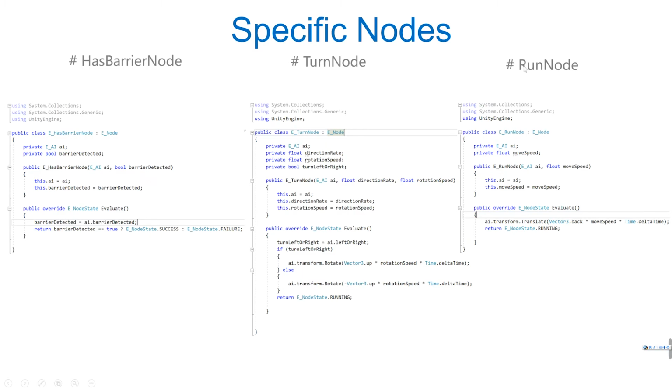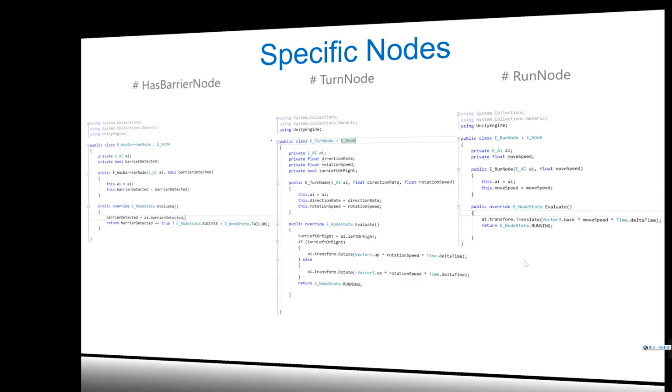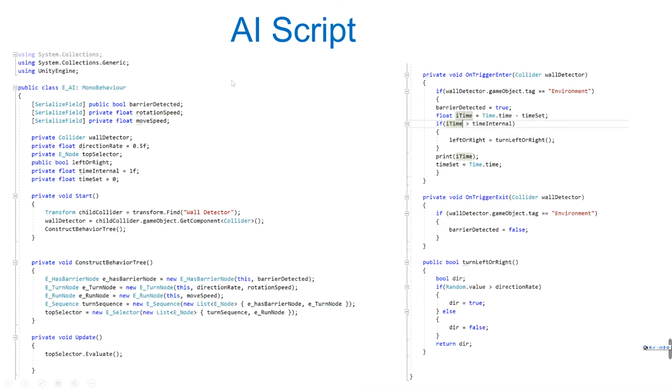And for the turn and run node, it is automatically run by the selector, so it will just return running. Those are the functions, the rotate and the movement. And finally, it's the AI script that will synthesize all of the nodes together and form a system.